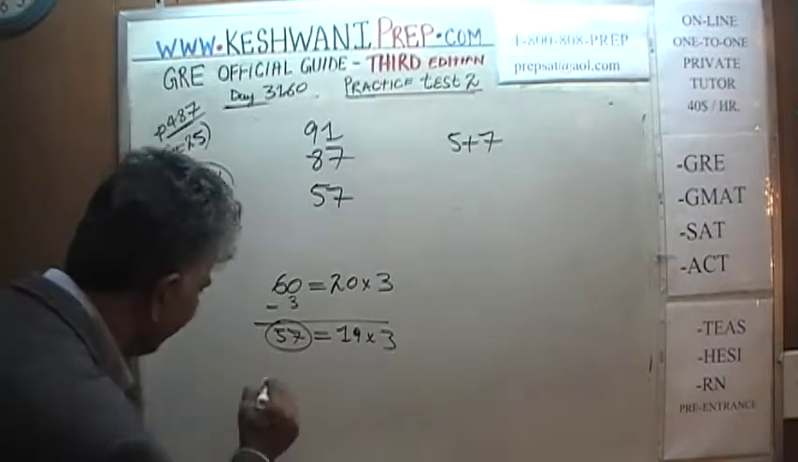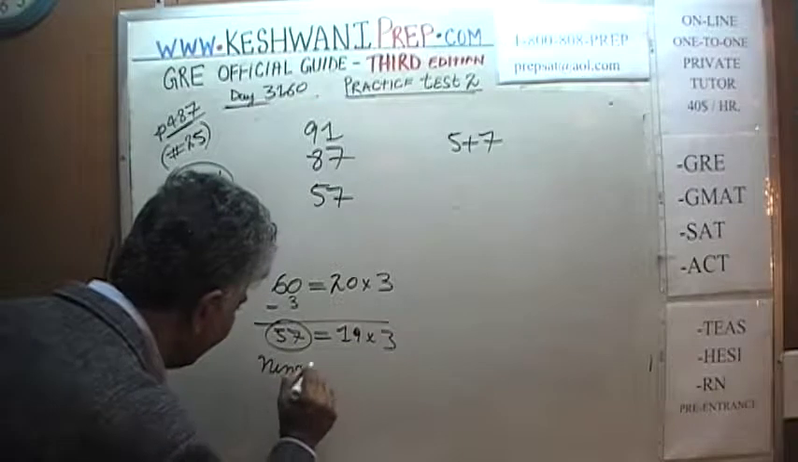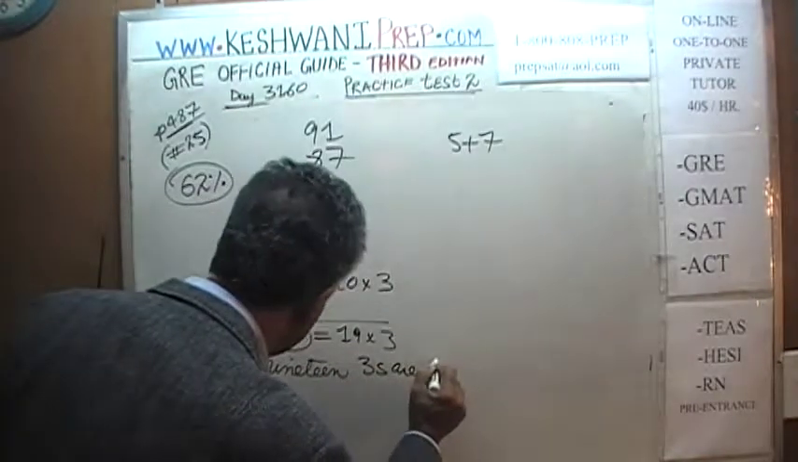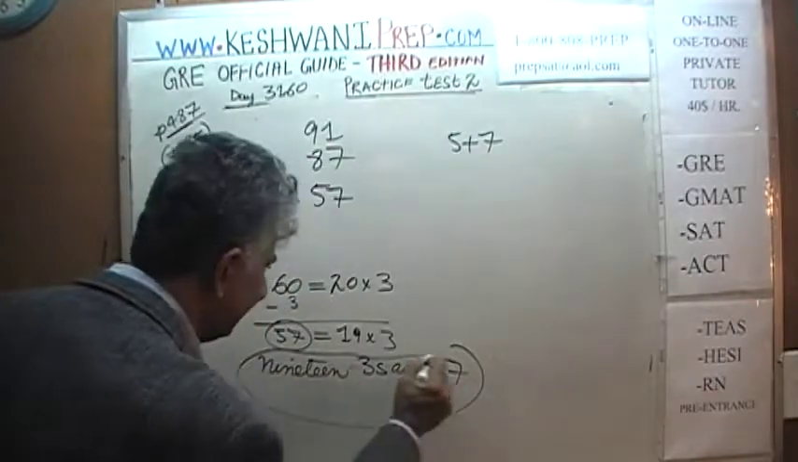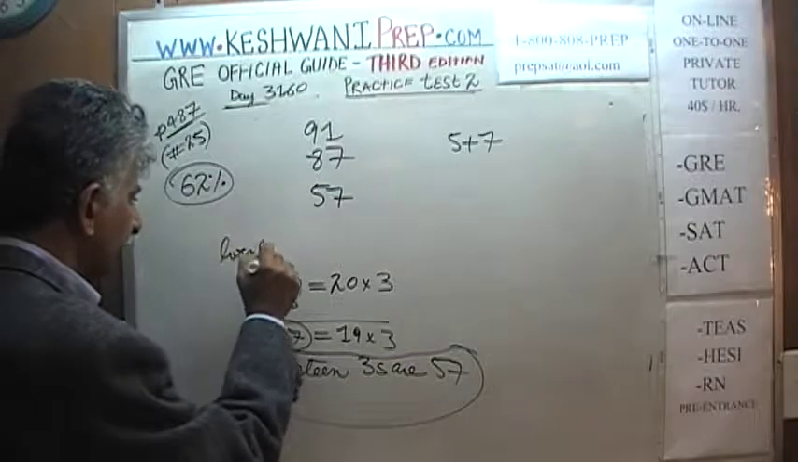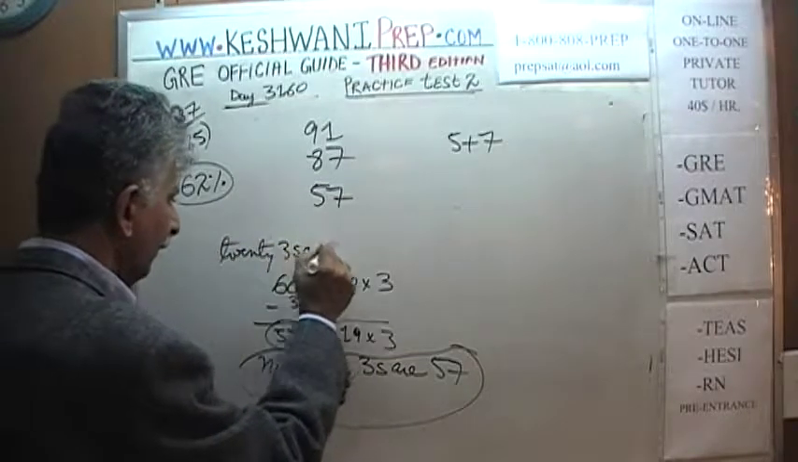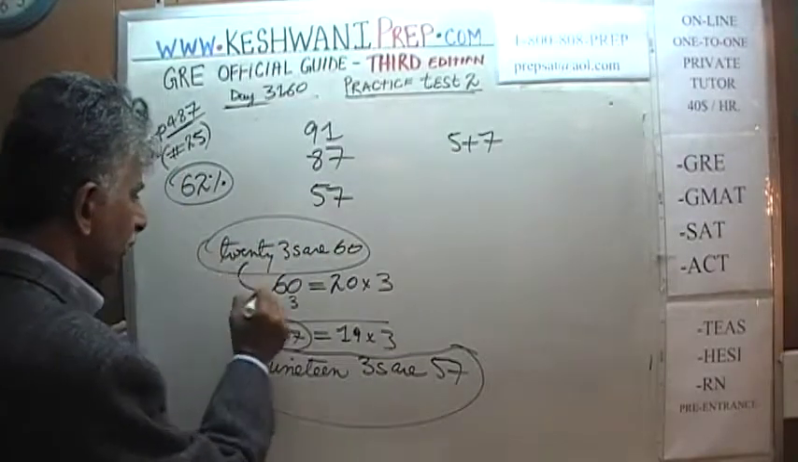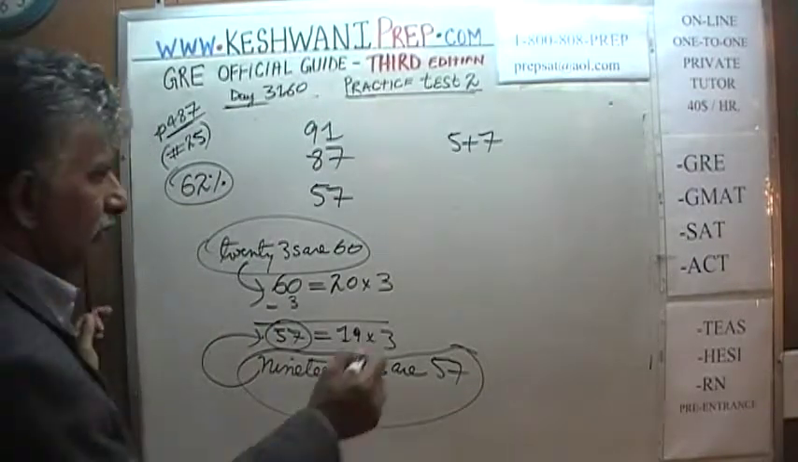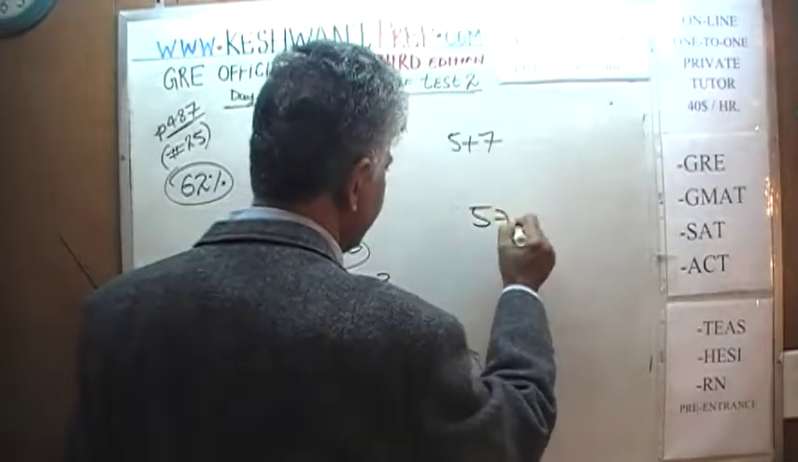This is the language. This is how we say it. 19 3's are 57. This is how we speak. 20 3's are 60, which is what this is. 19 3's are 57. Or you could just divide it, 57 divided by 3.